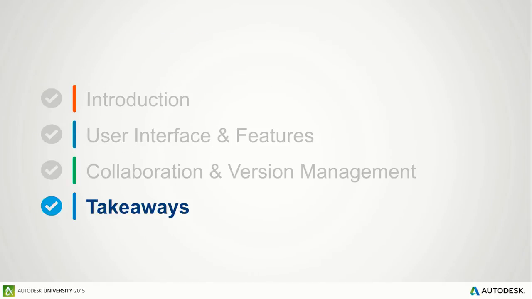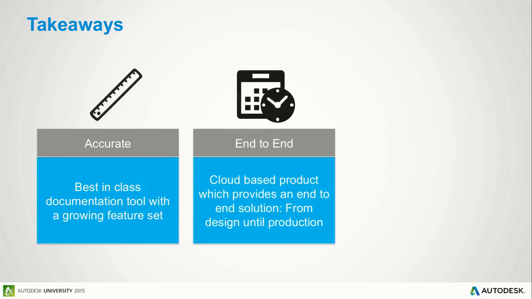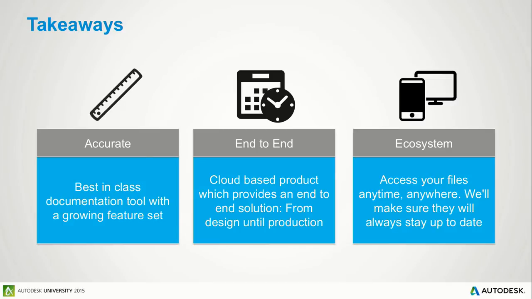Okay, so we're pretty close to ending. To summarize what we've just seen, Fusion Drawings is a very accurate tool with the best-in-class documentation engine behind it. And it has a growing feature set. With every release, we're actively working on adding more value to the customers. And it's also end-to-end. Fusion 360 is that product that's helping us take our ideas from design to concept until production. And drawings is something that makes it possible, and it just fits into the ecosystem. And the other thing is the ecosystem to access your content. So you can access your files anytime, anywhere, and they'll always be in sync.